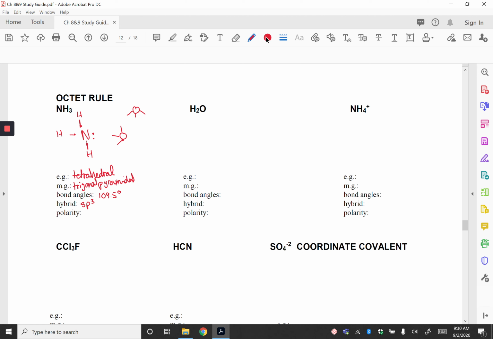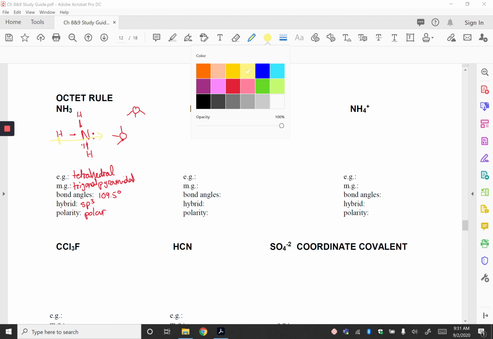For the polarity, we know that it is polar and the direction of the dipole goes this way. Nitrogen is more electronegative than the hydrogen, so let me draw the little dipoles for you. You have this little one, this little one, this little one, for a net going towards the nitrogen there.